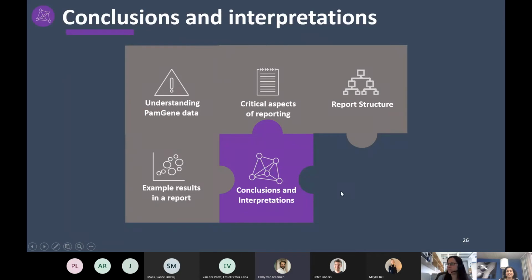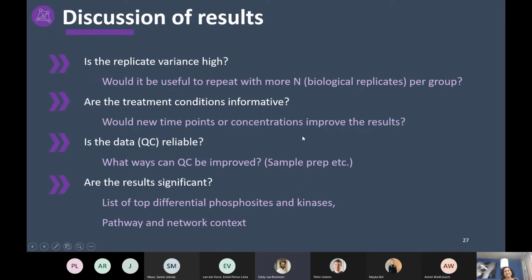Great. So then we come to the last part, the difficult part, I would say, the conclusions and the interpretations. Of course, there are all kinds of discussion of results that you have to do. For example, is the replicate variance high? Then you might repeat it with more biological replicates, or improve sample prep to make it more uniform, or remeasure protein amount. There are many things for reducing the replicate variance as well.